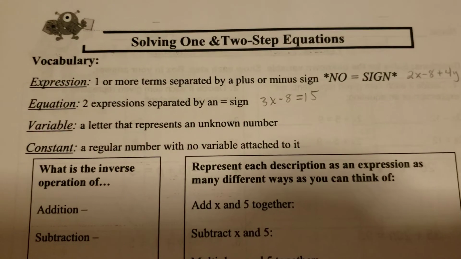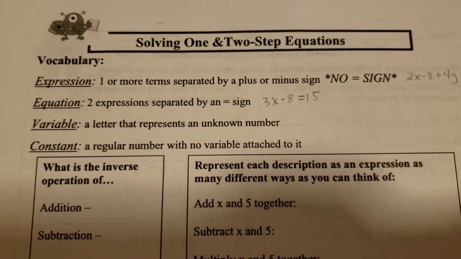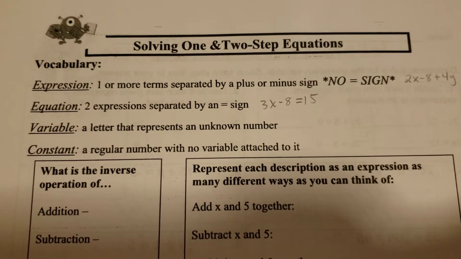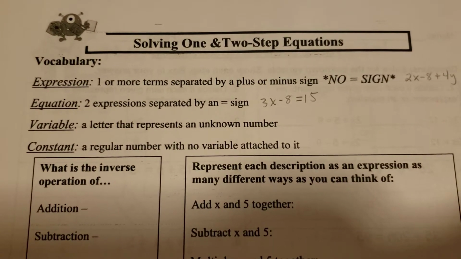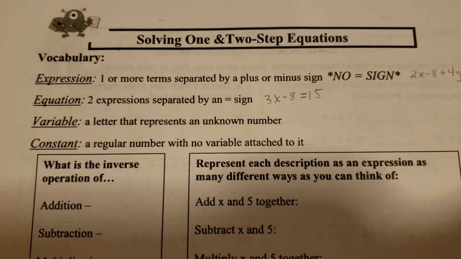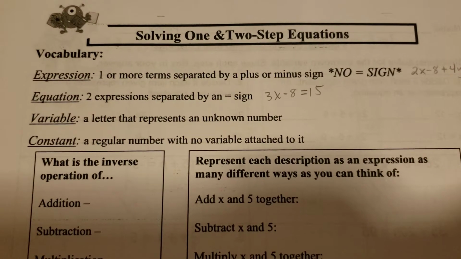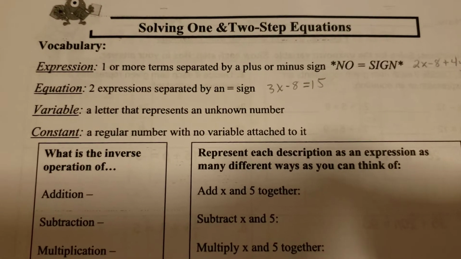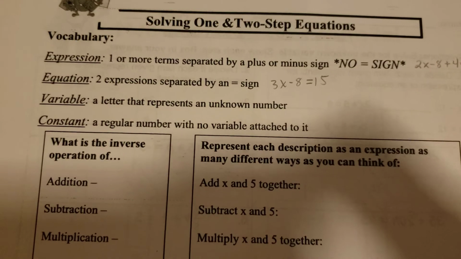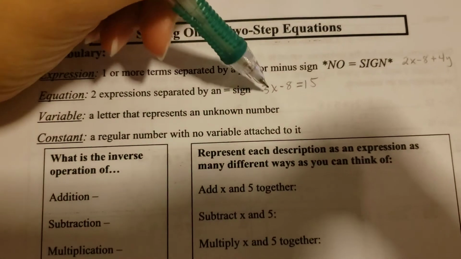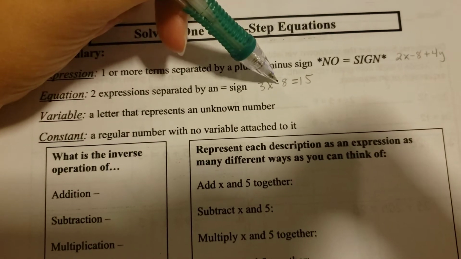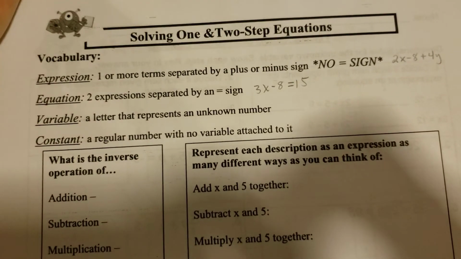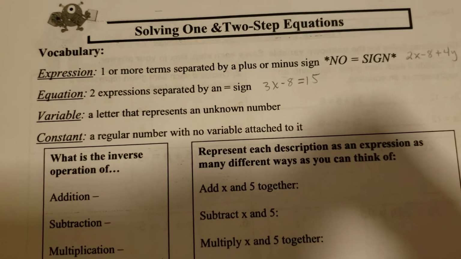Okay, and then just to review, a variable is your letter that represents an unknown number. Like the x, y, z, whatever letter's in there, that's your variable. And then a constant is a regular number with no variable attached to it. So for example, in my equation, 3x minus 8 equals 15, negative 8 is a constant, and 15 is a constant because they're just plain numbers.